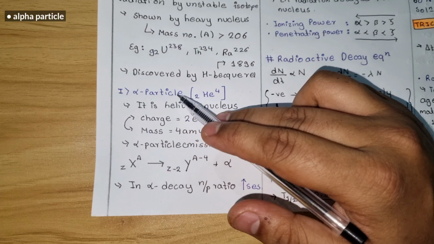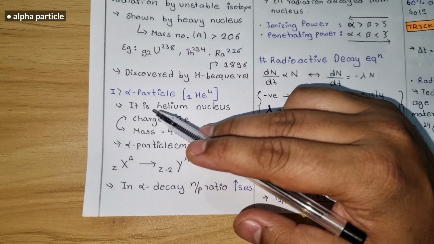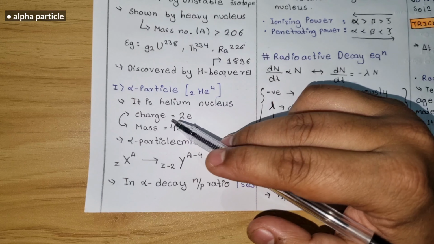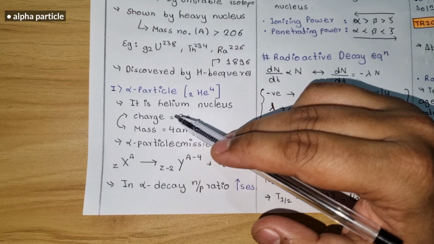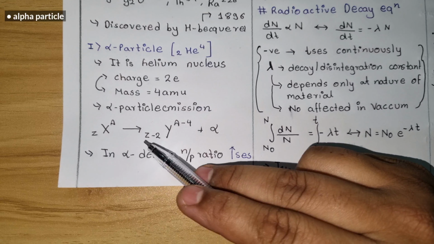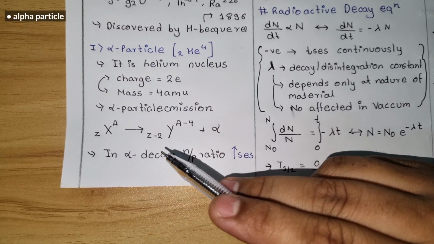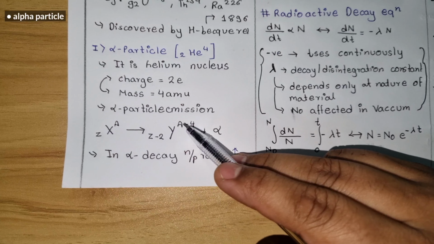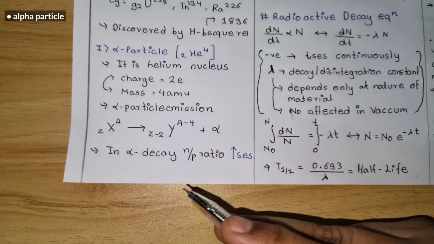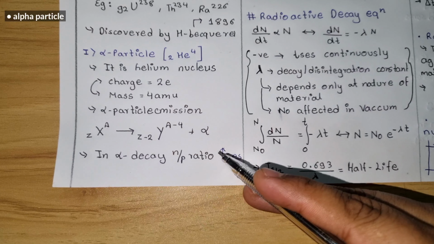First one is alpha particles. It is a helium nucleus which has charge of 2 electrons and mass 4 mu. It has no electron. If an element goes through alpha particle emission, its atomic number is decreased by 2 units and mass number is decreased by 4 units. In alpha decay, the ratio of neutron to proton increases.